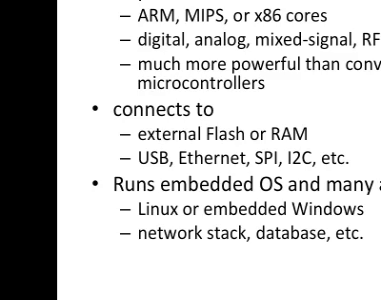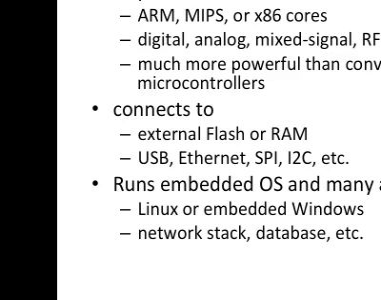System on chip is to integrate all components of a computer into a single chip. For example, in a system on chip design, you may have processor cores, could be an ARM core, MIPS core, or x86 core. In addition to the cores, you may see digital, analog, mixed signal, radio frequency, and digital signal processing coprocessors on the same chip. This system on chip design is much more powerful than conventional simple microcontrollers.